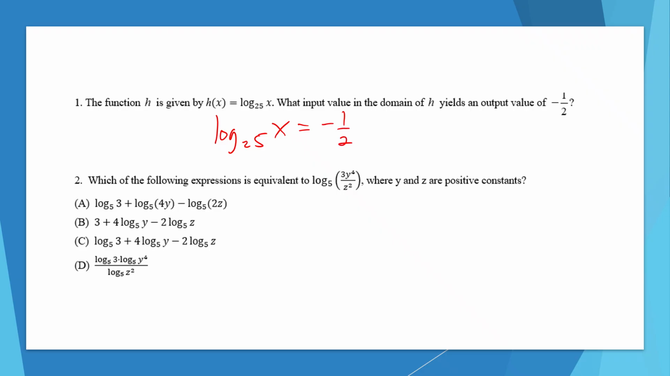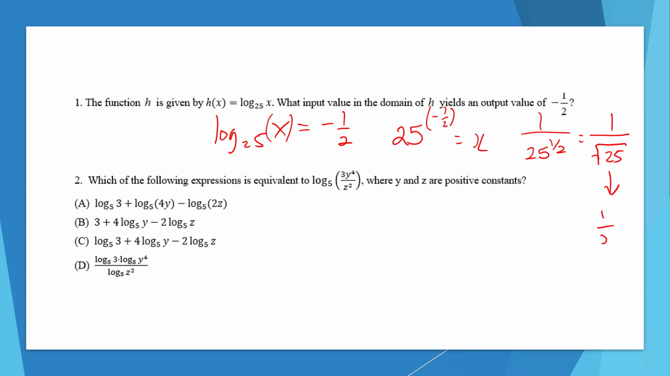So what I'm going to do here is convert this from logarithmic to exponential. So this in exponential form is 25 to the power of -1/2 is equal to x. And what is this? Well, the first thing I'm going to do is get rid of the negative exponent. So that is 1 over 25 to the 1/2. And then remember, the 1/2 is just the square root. So 1 over the square root of 25. This is 1 over 5, which should be equal to x. So that is going to be our answer for number one.